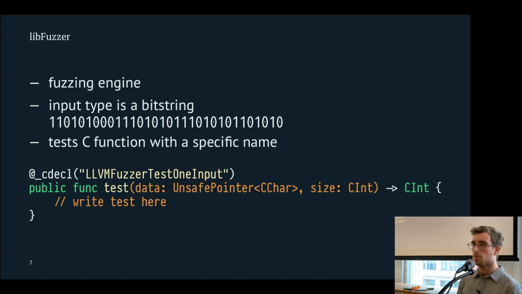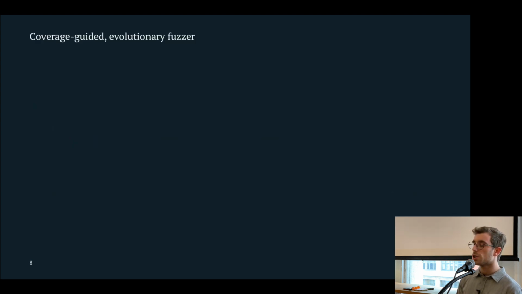Why do people use libFuzzer? What makes it special? Why does it work? That's because of the way it generates these bit strings, these inputs. And so now I'm going to explain the algorithm that's behind libFuzzer, or at least the algorithm in broad strokes. So libFuzzer is a coverage-guided evolutionary fuzzer.